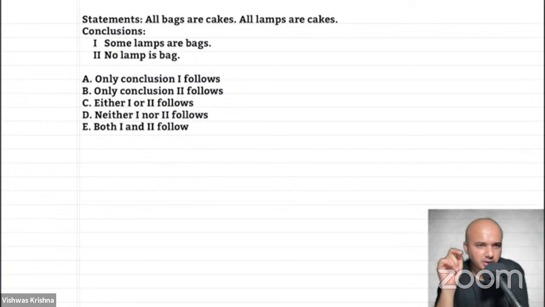Now, what are the statements which we have? All bags are cakes. All lamps are cakes. Now we have two statements. You have to first of all identify what are statements, what are conclusions.